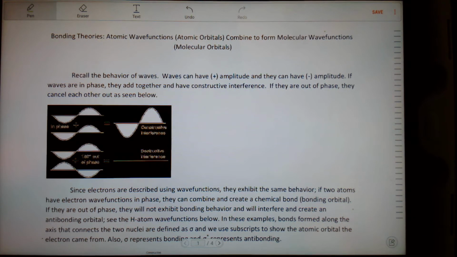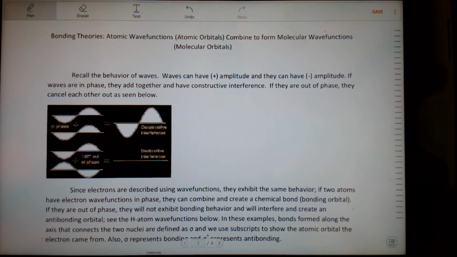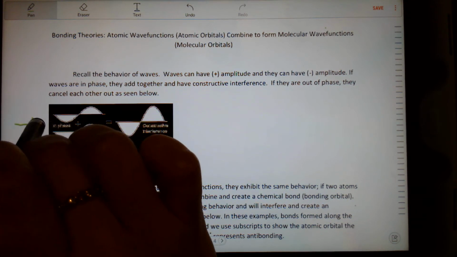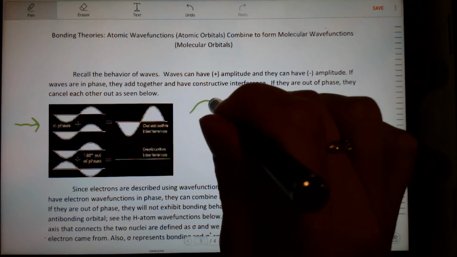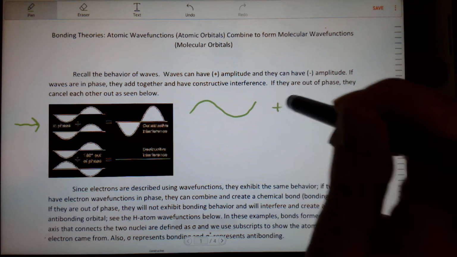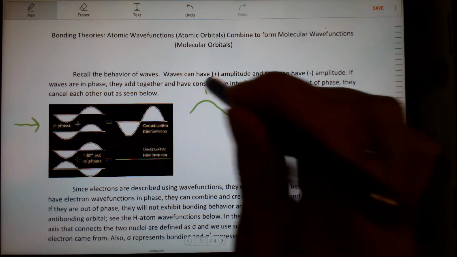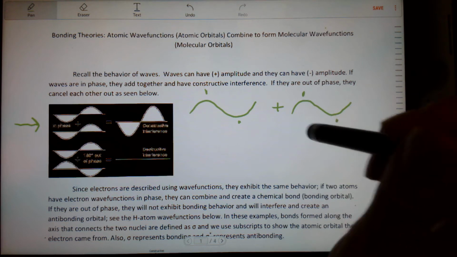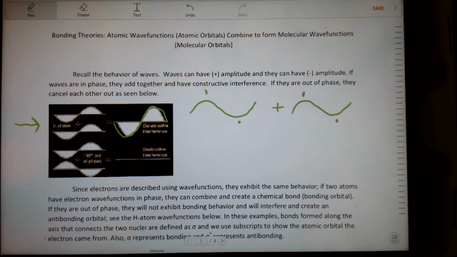Okay, so recall that we talked about electrons, and that we can describe them as waves. Waves can interact in two ways. The first one we have here, these are what we call in phase. So we have the up and the down matching exactly with the up and the down. When this happens, the up and the up will add together, the down and the down will add together, and you will get sort of a giant wave like you see here. So they combine together. That's called constructive interference.